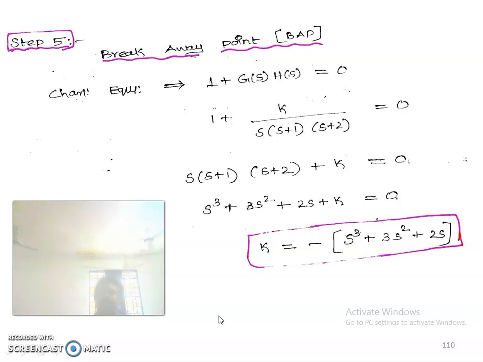Here the characteristic equation we get is s cube + 3s square + 2s + K = 0. Keeping K on the left hand side and taking all others to the right hand side, we get K = -(s cube + 3s square + 2s).